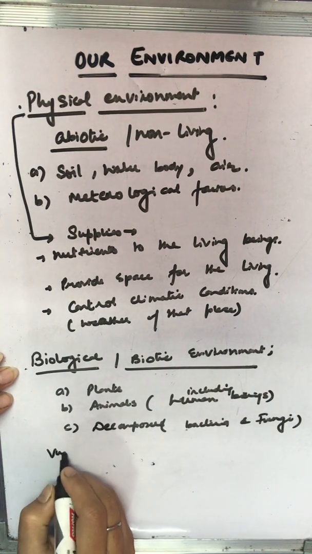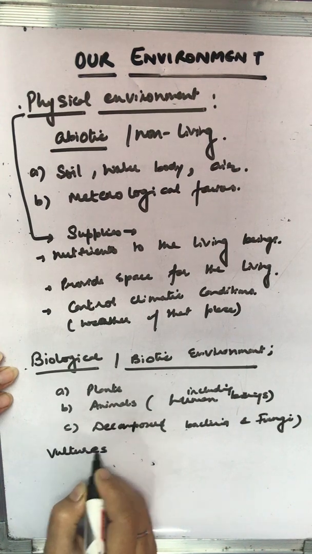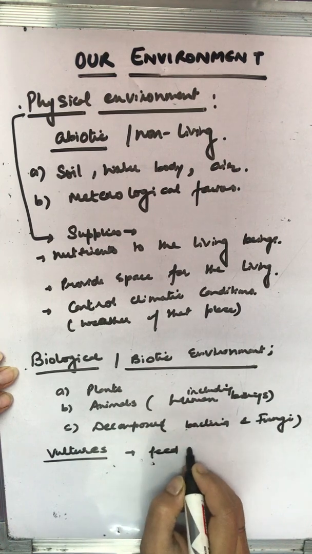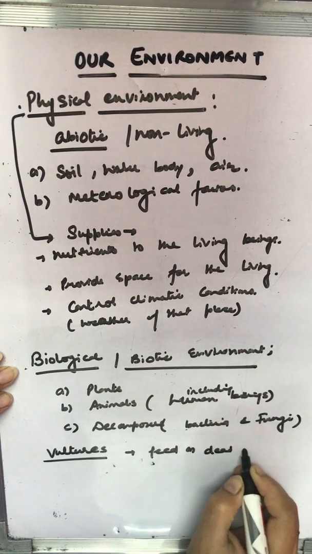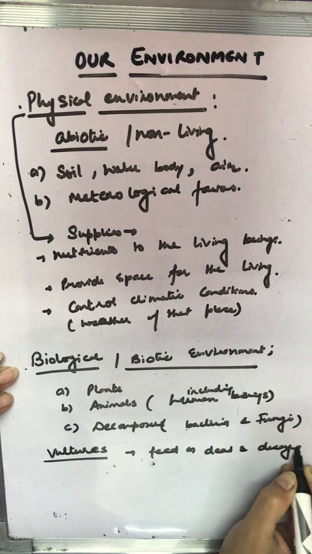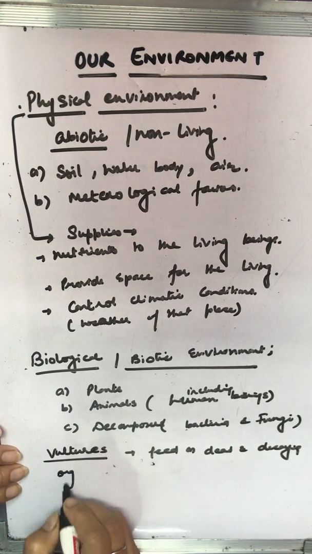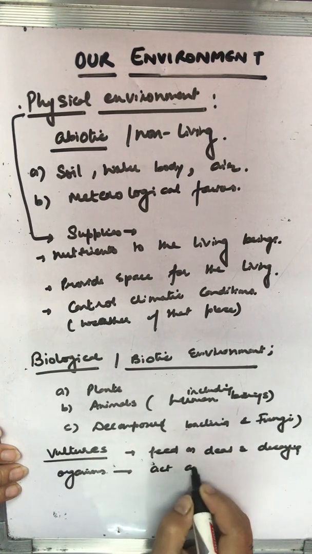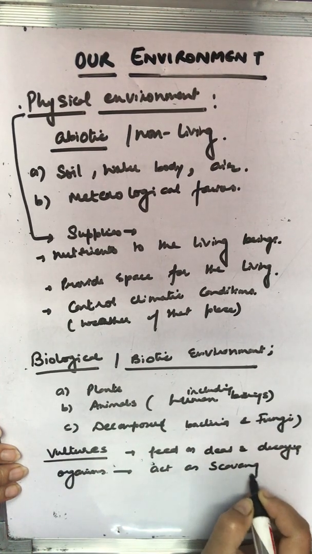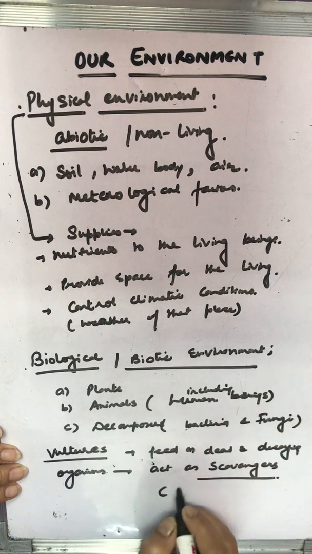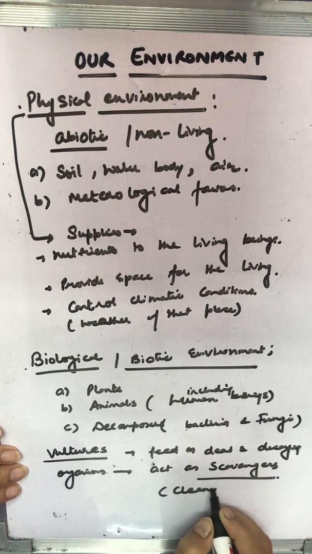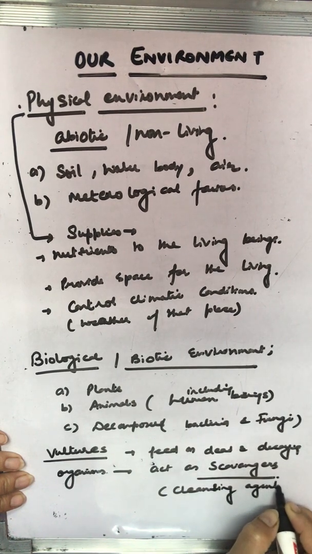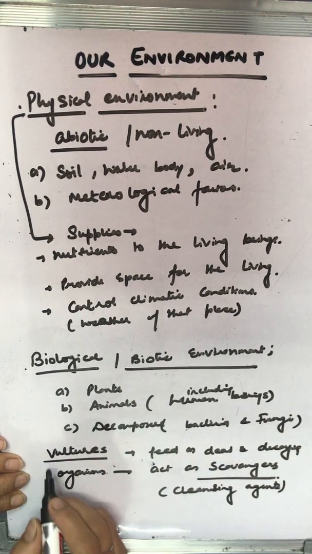Now, what are the other constituents of the biotic environment? Do not forget vultures. Vulture and eagle. What do they do? They feed on dead and decaying organisms. And what do they act as? They act as scavengers, meaning the cleansing agents, cleansing agents of the environment.